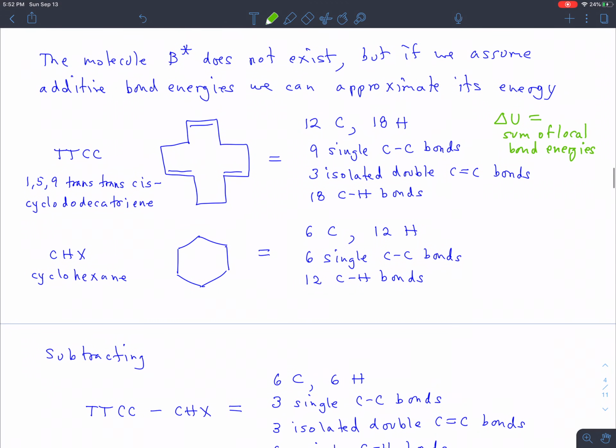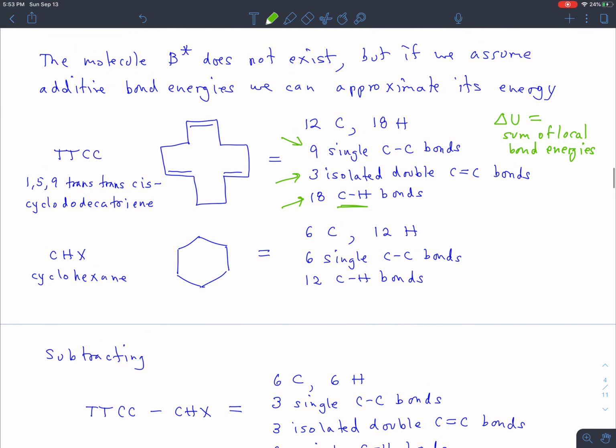So if we take the molecule we actually burn, TTTC, and count up how many bonds of each type it has: 9 single CC bonds. It has 3 isolated double bonds, so these 3 guys. And notice that these double bonds really are isolated in this case. There's 3 single bonds between each double bond, and therefore they really are a good approximation to a truly isolated double bond. And then there's 18 CH single bonds for all the hydrogens that aren't shown here around the periphery of the molecule.